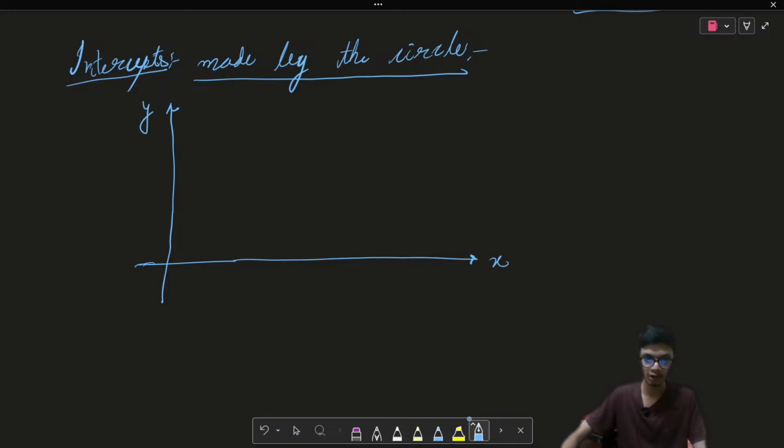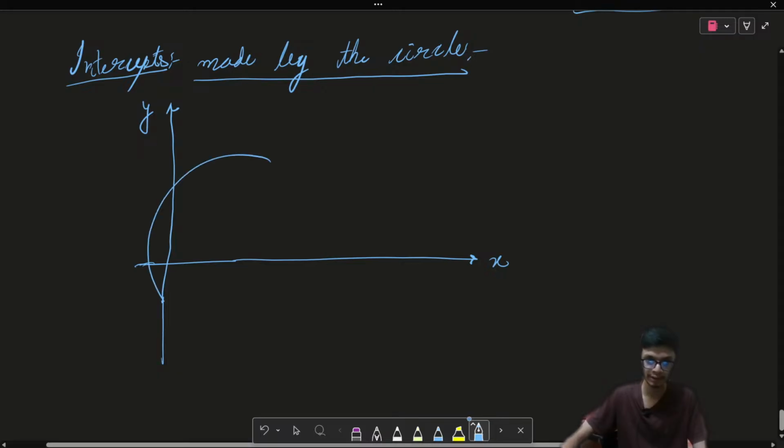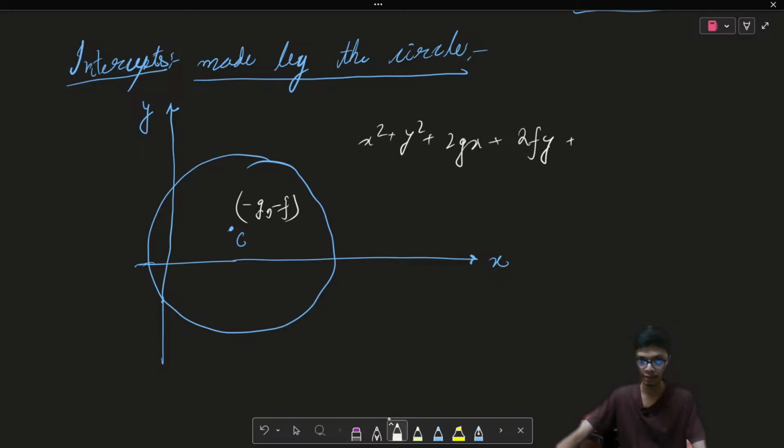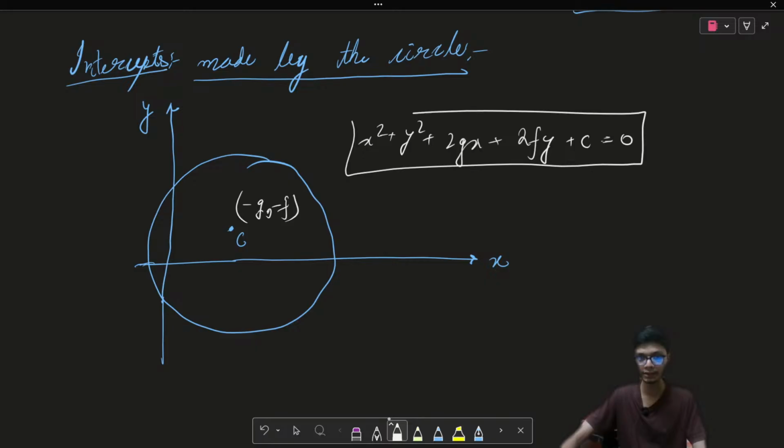Let us try to draw a circle over here such that it has some intercept with the x and the y axis, something like this. Let us say this is my center, which is given as minus g comma minus f from the general equation of the circle, that is x square plus y square plus 2gx plus 2fy plus c equal to 0. This is the general equation of the circle.